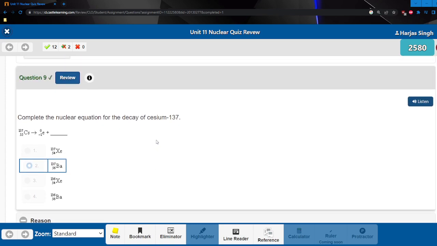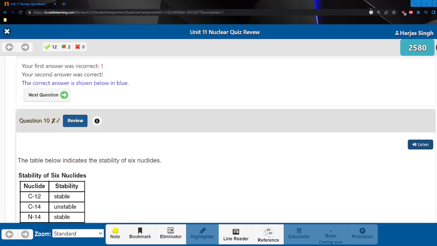Question 9, same concepts. You don't need to look up the reference table or anything because they give you the actual decay particle. Make sure it adds up. 55 minus 1. Well, actually, what minus 1 equals 55? So add the 1 instead. 56. Another thing, make sure the atomic masses line up. 137, there's 0. So 137 should be right there for the mass.